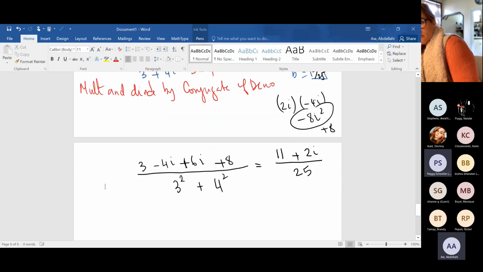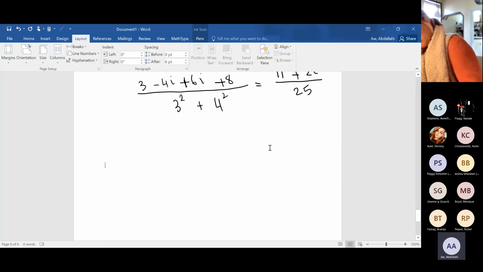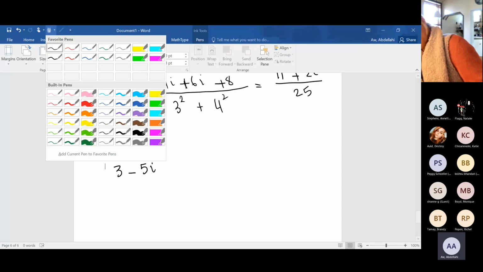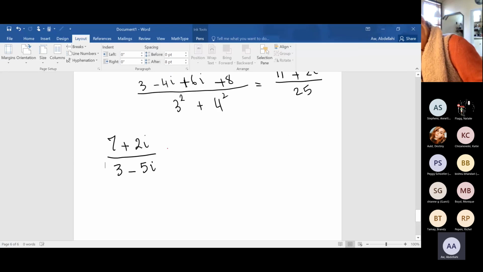So every time you have a division, what you're going to do is multiply and divide by the conjugate of the denominator. Don't forget that. So we have 7 plus 2i divided by 3 minus 5i. Go ahead and do the same thing we did and see how much you get. First of all, you have to figure out the exact number to multiply and divide by.